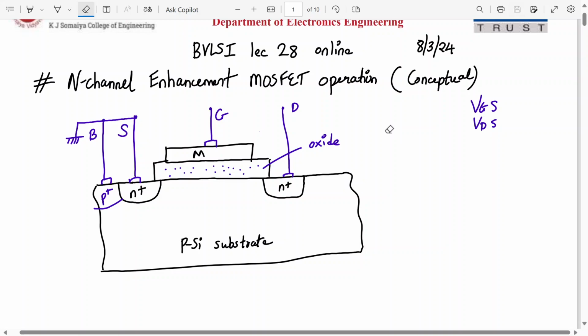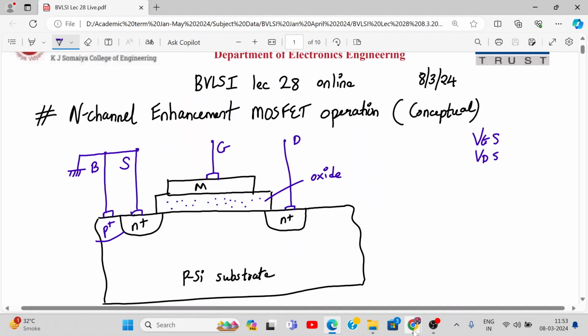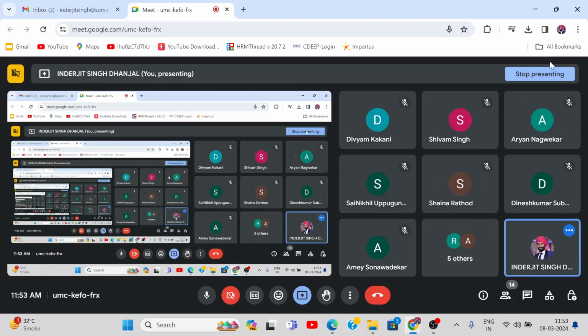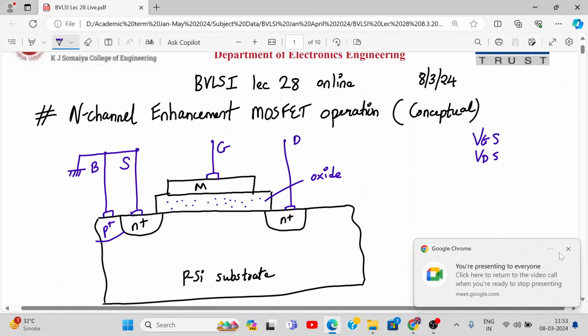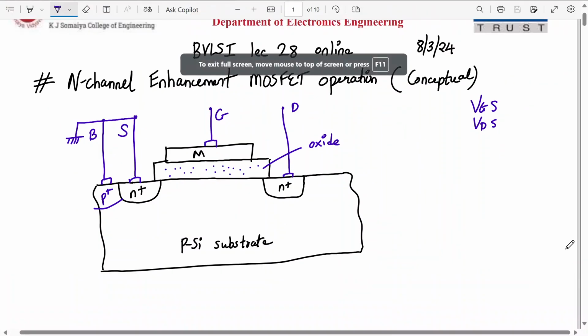So I have to explain to you how the output characteristics look like, how every curve has come, and also then transfer characteristics is the derived characteristics from output. So that's fine. All right, can we start? Okay, some students have joined. Let me admit. Yeah, let us continue.